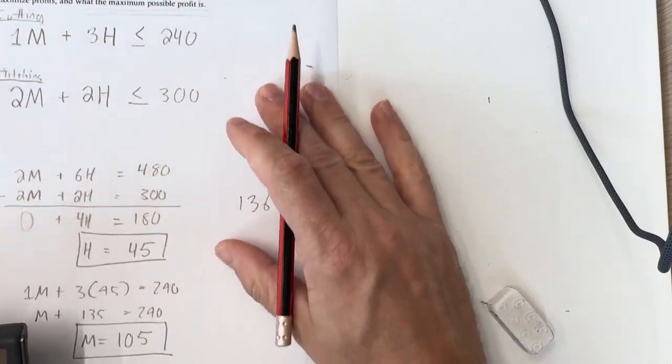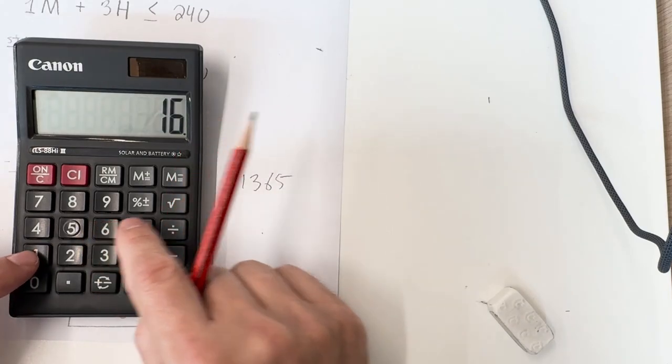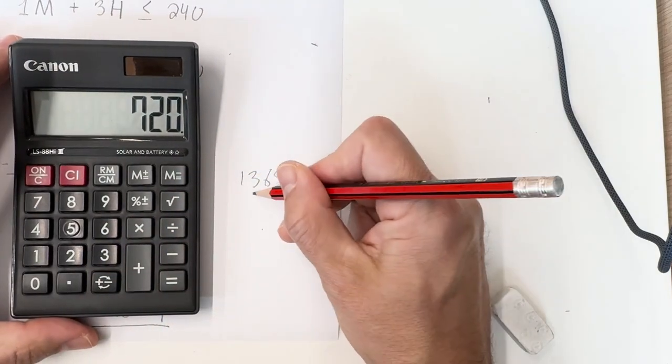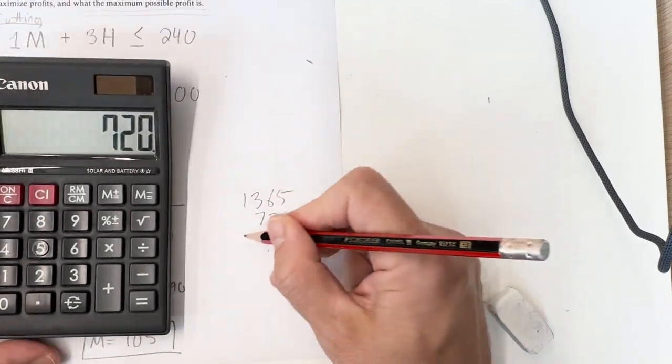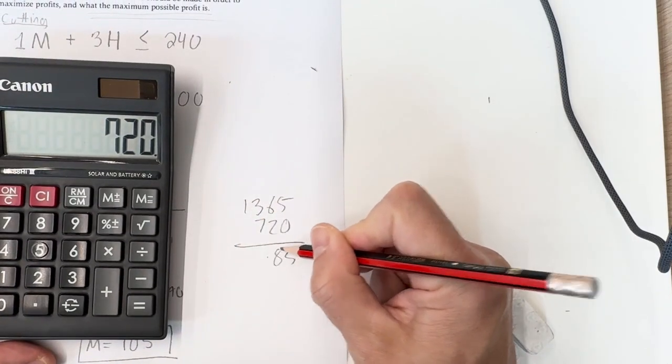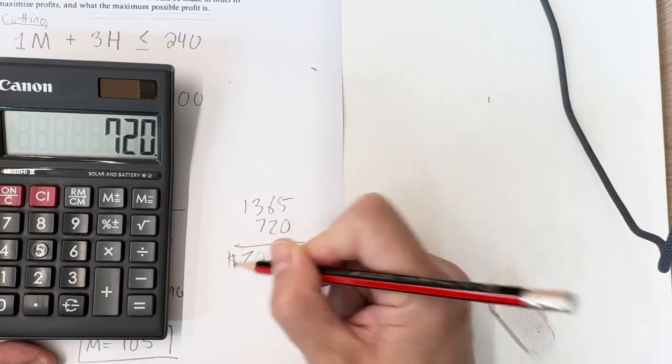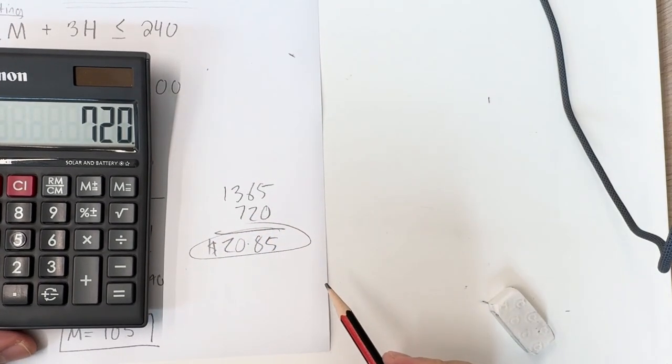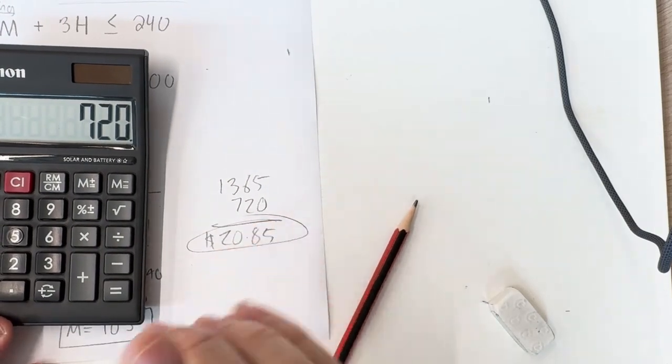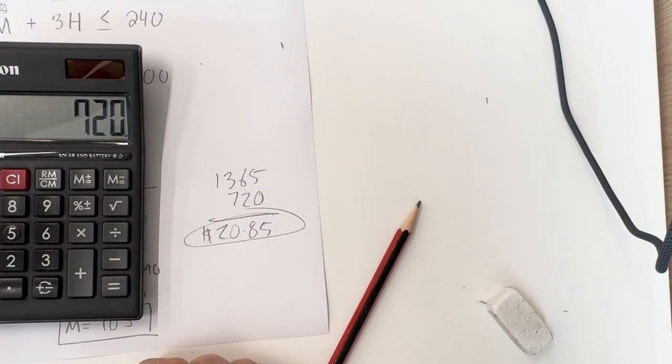And then, the high-top shoes, you get $16 per pair. So 16 times 45, those make you $720. And if you add that all up, you would make $2,085. Boom, there you go. Last question coming up next.